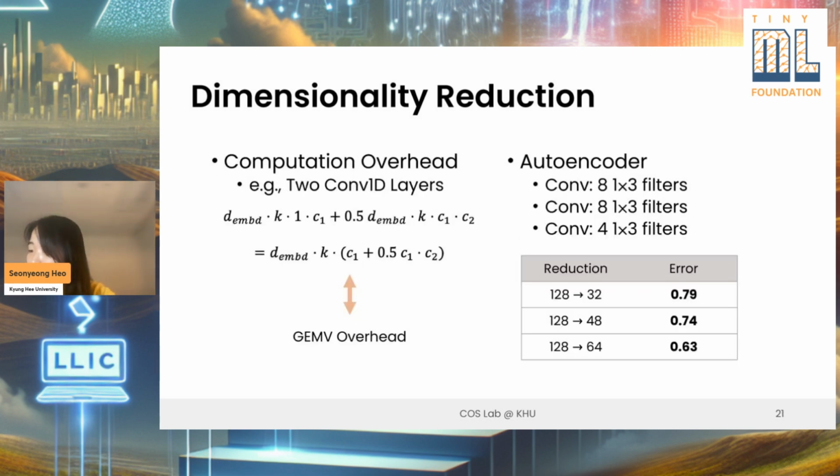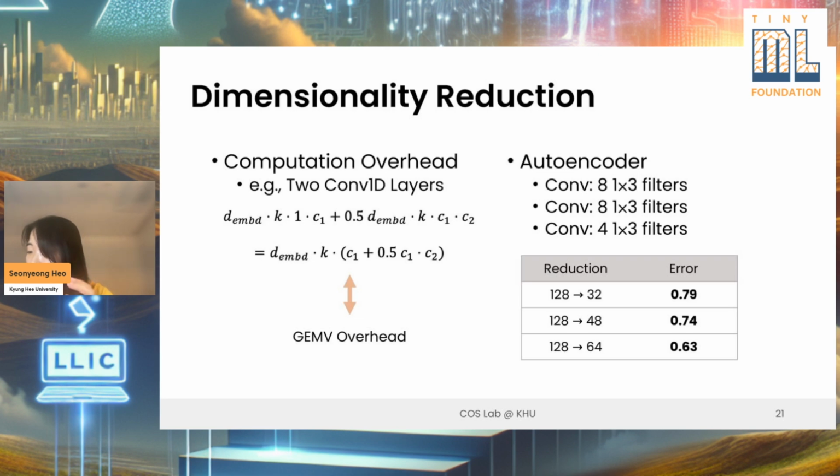So we can formally define the compression overhead of the autoencoder as follows. Assuming that the encoder consists of two one-dimensional convolution layers, the number of floating point operations is approximately the token dimension times kernel size times the number of input and output channels. Then this compression overhead has to be lower than the GEMV overhead, because if the compression overhead is higher than the GEMV overhead, then there is no point in compressing KV values.